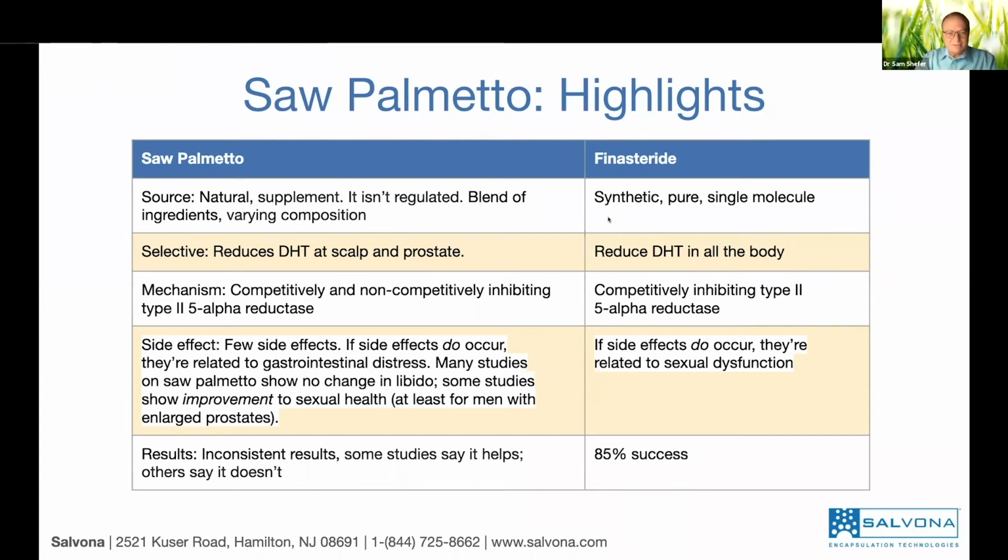Now, what is interesting, two points are interesting in these studies. Number one, Palmetto is selective. It's reducing the DHT at the scalp and the prostate and not all over the body. Finasteride is not selective. It reduces the DHT all over the body. Okay, so now you may relate this to the side effects.